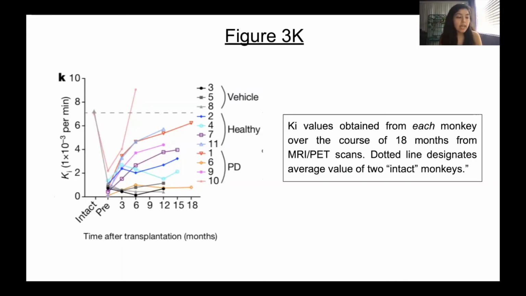So in figure 3K, rather than mean KI values being graphed, the KI values for each primate were graphed for comparison. As in the previous figure, the dotted gray line is the average KI value of 2 intact monkeys. While the previous figure began at week 0 after the transplant, these values began with the scan of 2 intact monkeys before MPTP introduction, and then 3 months after MPTP introduction and PD symptom establishment. These scans were taken every 3 months after iPS cell transplant. The scans were continued for 18 months, and then the key on the side of the graph just gives you which monkeys were placed in what group.